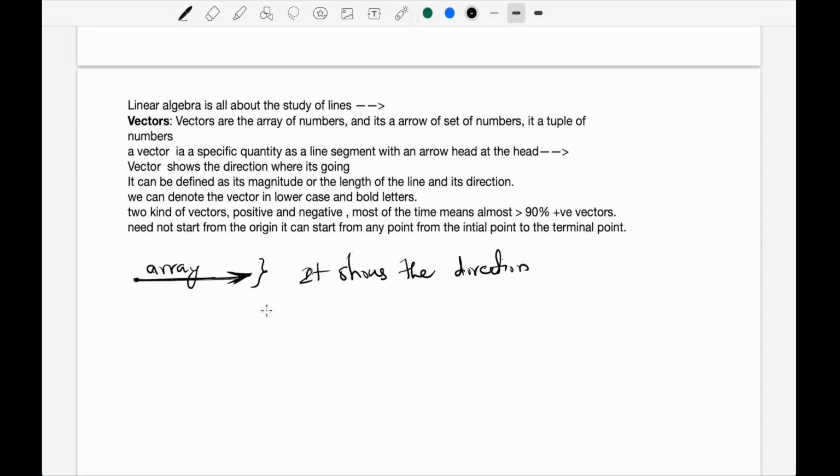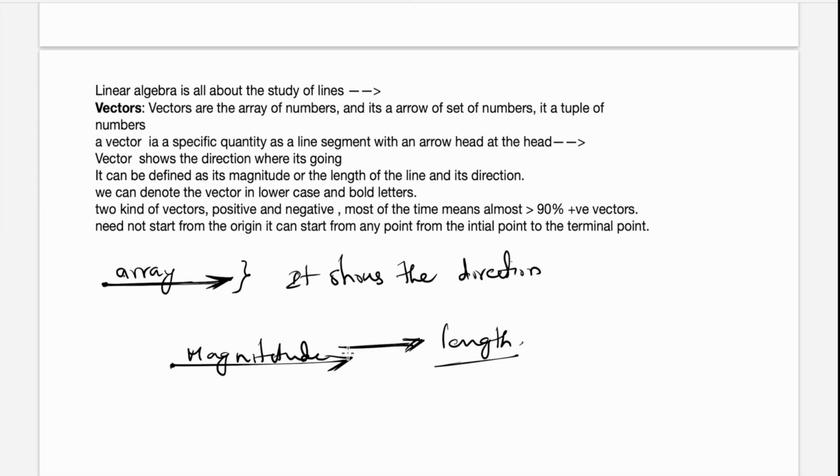The vector can be defined by its magnitude, or the length of the line, and its direction. Like this is a vector. How can you define this? To define that, we have something called magnitude. What do you mean by magnitude? It's just the length of the vector. We simply find the magnitude of this vector, or the length of the vector, by using the Pythagoras theorem in just a few minutes.